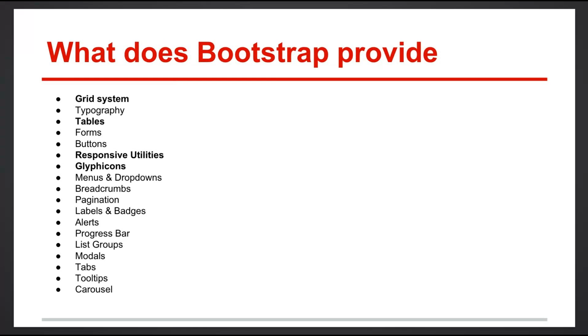So what does Bootstrap provide? A lot of things. This is just a subset of what it provides. Number one, there's the grid system. There's typography, tables, forms, buttons, responsive utils, and you can go down the list. I have 1, 2, 3, 4 in bold, and those are the things I'd like to show today. You can stop me at any point if you have questions.